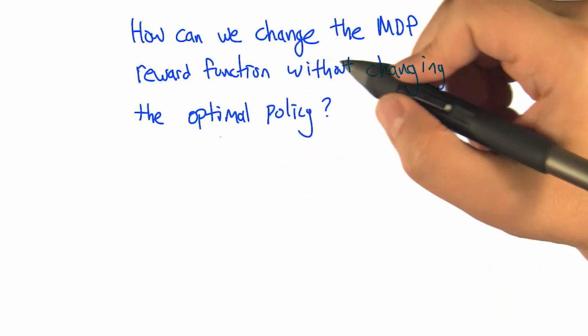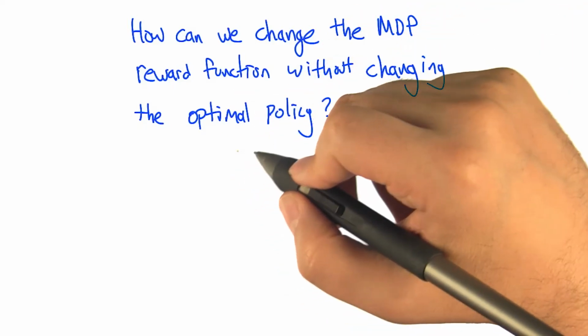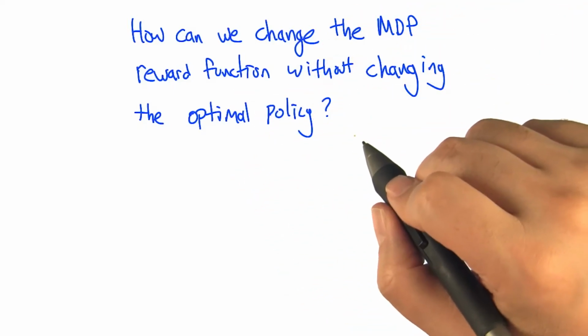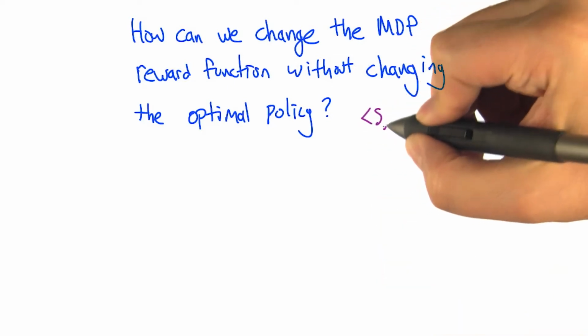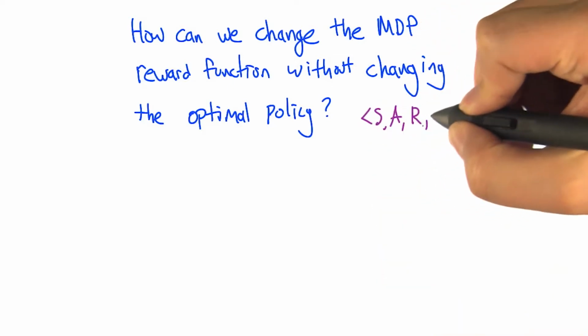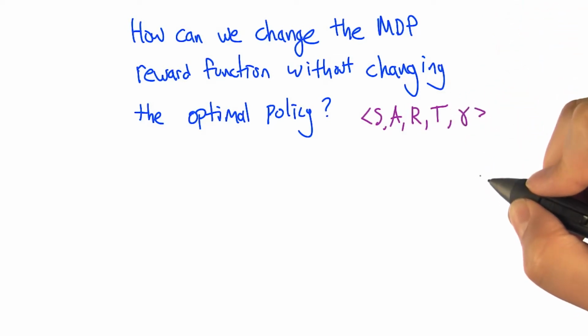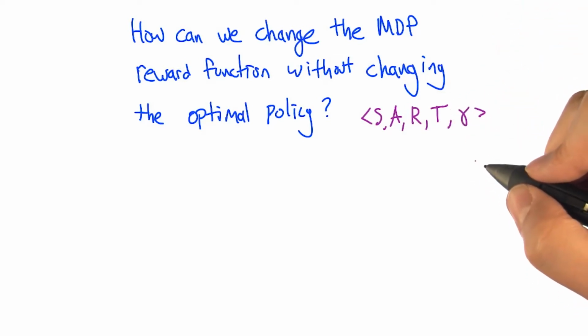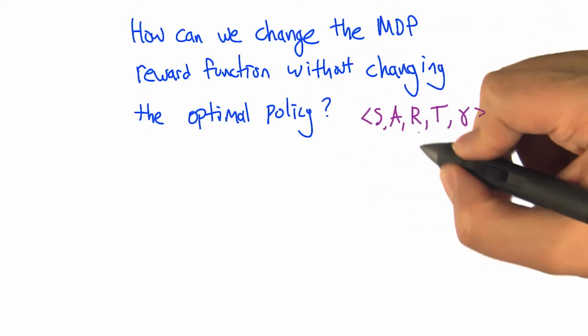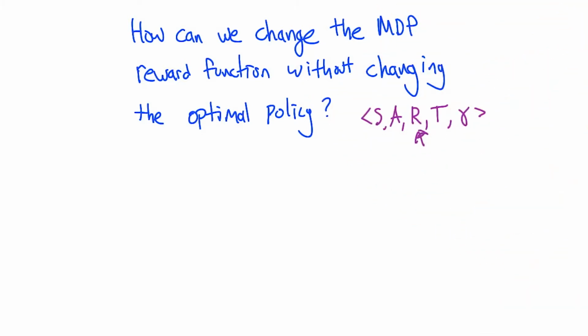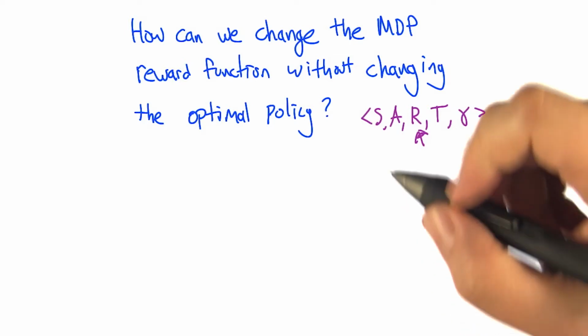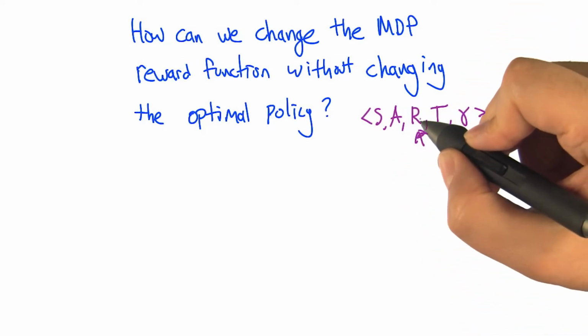So how can we change the MDP reward function without changing the optimal policy? In an MDP, we usually define it with the states, the actions, the rewards, the transitions, and our friend gamma. What we're gonna mess with here is the R, but we're gonna leave everything else the same. So what are some ways that we might be able to change the reward function that actually wouldn't change what the agent would want to do to maximize the reward function?